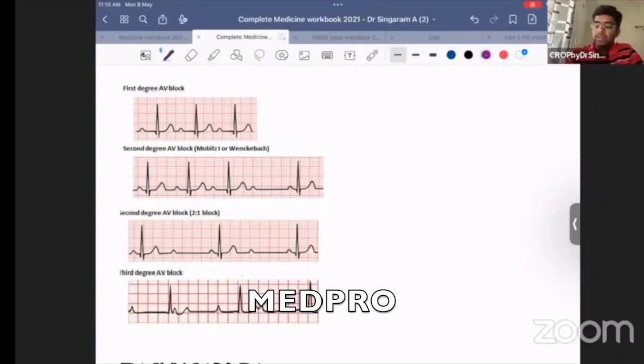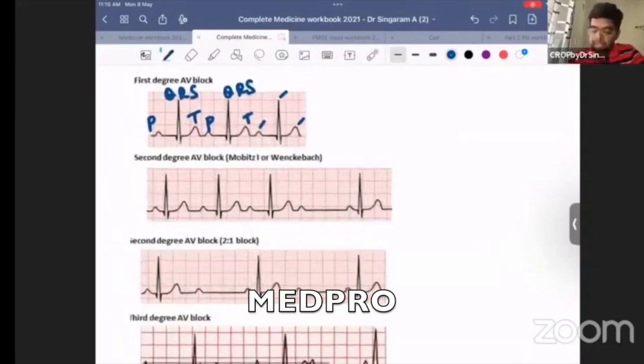So here I am going to write the waves. This is the P wave. This is the QRS. And this is the T wave. Correct? Here also we have P wave, QRS, T wave. Same thing here. P wave, QRS, and T wave. Then what is the problem? It is normal, correct? But there is some issue in this ECG. What is that issue? Look at the PR interval.